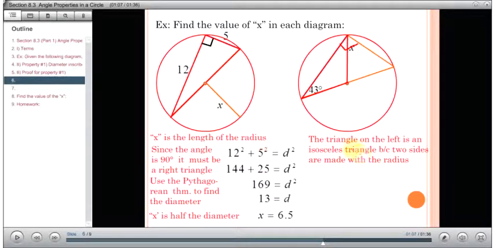Now, if you remember, the way we know it's an isosceles triangle is because that's a radius, that's a radius. Remember, isosceles triangles have two sides of the triangle being the same. So that's a radius, that's a radius. In isosceles triangles, the two base angles are equal. So that's 43, which means this has to be 43 as well.